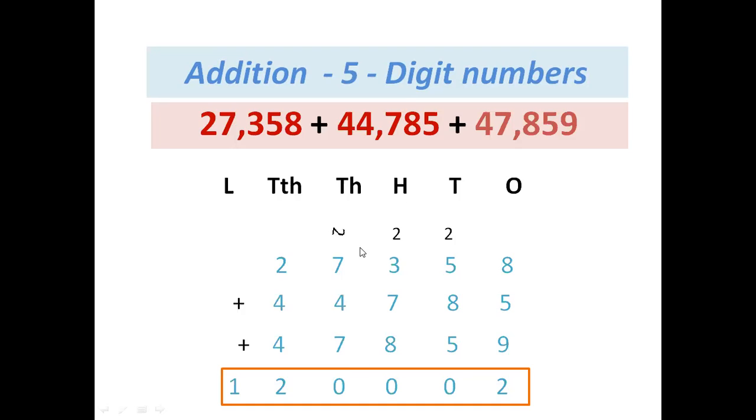Now this 2 plus 7 gives us 9. 9 plus 4, 13. And 13 plus 7, 20 again. 0 remains and 2 gets carried over. Now this 2 plus 2 gives us 4. Plus 4, 8. And 8 plus 4, 12. So 1,20,002 is the sum of these 3 addends.